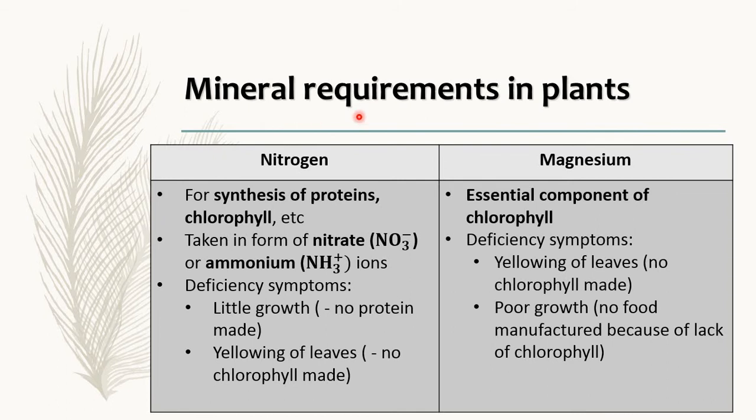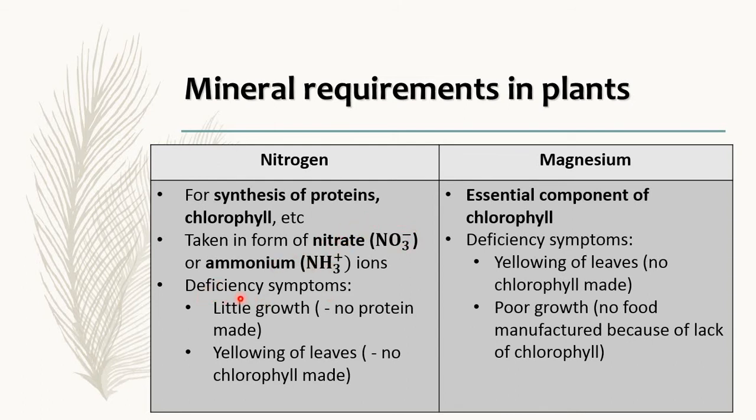Let's see the mineral requirements in plants. Both of these are the important ones. Let's see nitrogen first. What is the function of nitrogen? It is used to produce proteins and also chlorophyll, etc. Nitrogen is taken in the form of nitrate ions or ammonium ions. NO3 is nitrate, and NH3 is the chemical formula for ammonium.